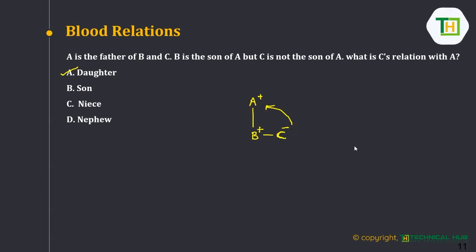It's straightforward. A is the father of B and B is the son of A where C is not the son of A. If C is a child of A but not the son, it means obviously C is the daughter of A. So that is what they asked. What is C's relation with A? So C is the daughter of A.